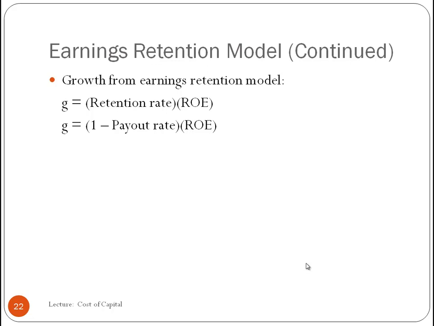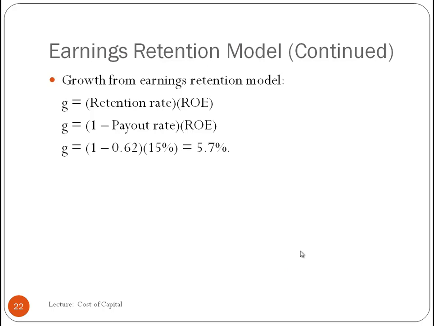The retention rate is the amount of the return on equity that we will be retaining within the company. It's the percentage that we retain. Typically, companies speak about their payout rates, and that is the percentage of the return on equity that they pay out to their shareholders in the form of dividends or stock buybacks, for example. So the retention rate is just the opposite of the payout rate. They add up to 100%. If we know the payout rate, we take 1 minus that and we get the retention rate.